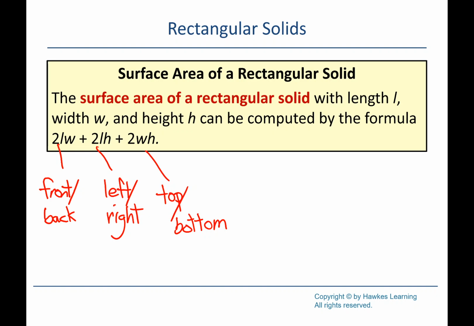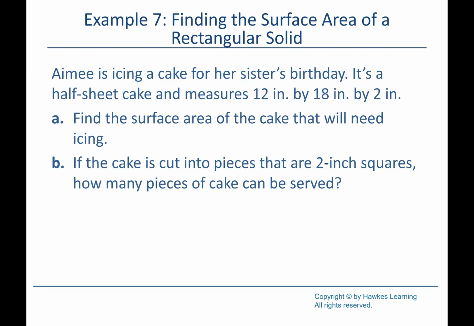Okay, let's look at one. And right away, we get a little bit of a curve. This one says, Amy's icing a cake for her sister's birthday. It's a half sheet cake, measures 12 inches by 18 inches by 2 inches. We want to find the surface area of the cake that needs icing.